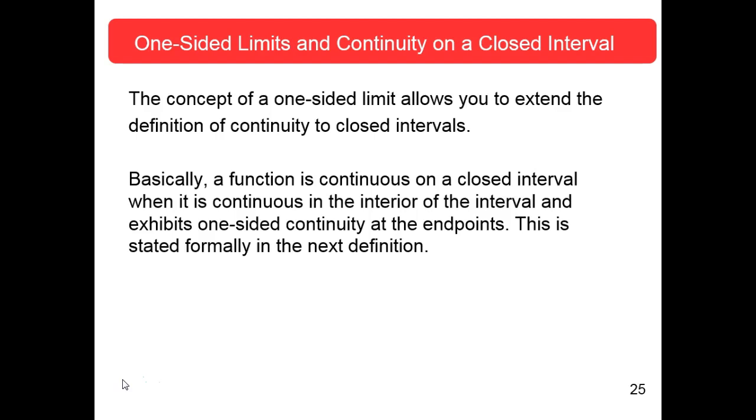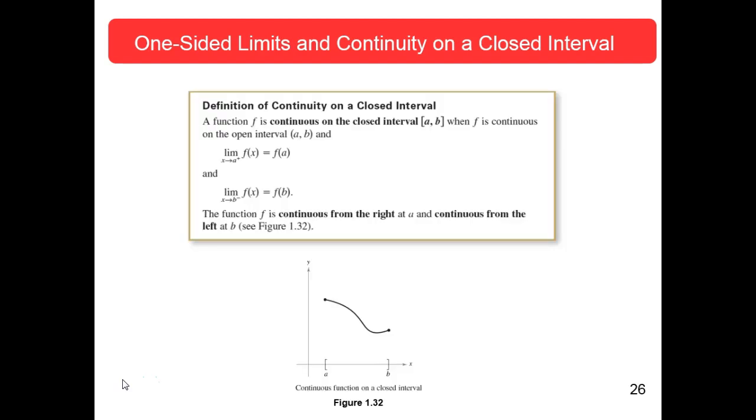In other words, if it's continuous at the endpoint, it has a value there. That is stated formally in this next definition, which is pretty straightforward, I think. A function f is continuous on a closed interval a to b. Notice you have brackets here now, meaning you're including the value a in that interval. Before, when you had parentheses, it includes everything between a and b, but not necessarily a or b. So this is continuous on a closed interval.